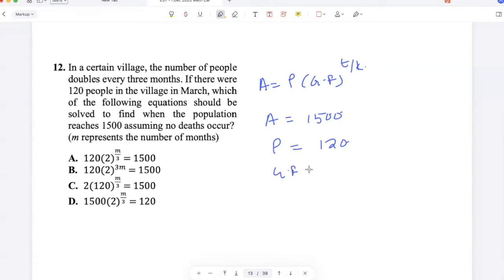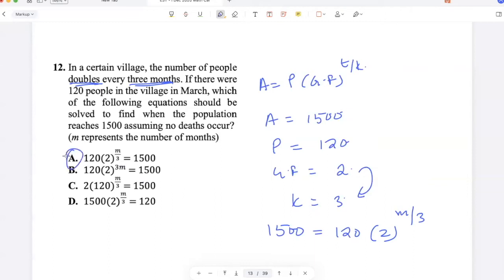The growth factor is 2 because the number of people doubles. And k is 3, right? Because the number of people doubles every 3 months. So this would be 1500 is 120 times 2 to the power m by 3, right? Because we are dealing with months. So 120 into 2 to the power m by 3 is 1500, option A.